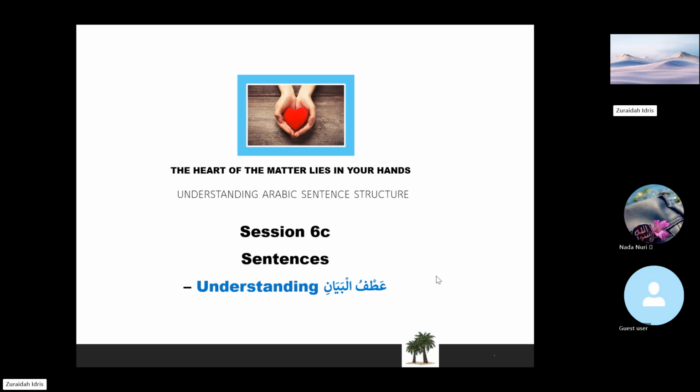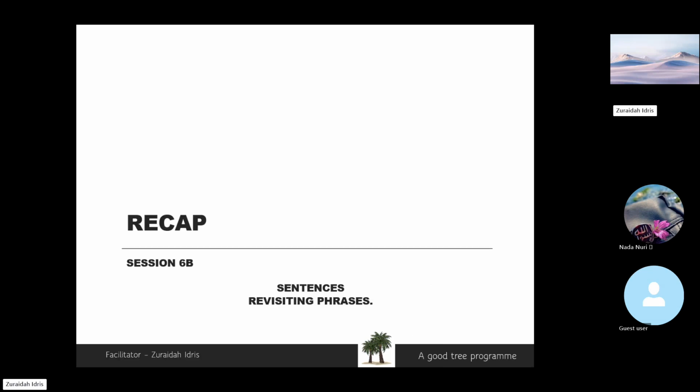So here we're going to recap what we did last week, because we have finished all our particles, or most of the particles that matter. Not to say that particles don't matter, but some particles are used more often than others. We've covered those, and before the particles we did some phrases. Now, before entering sentences proper, we are going to revisit some of these phrases and see how they function in sentences.